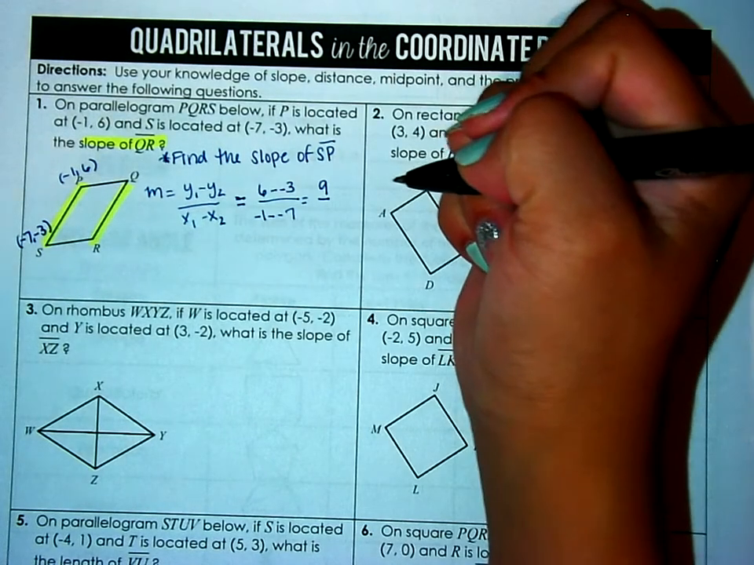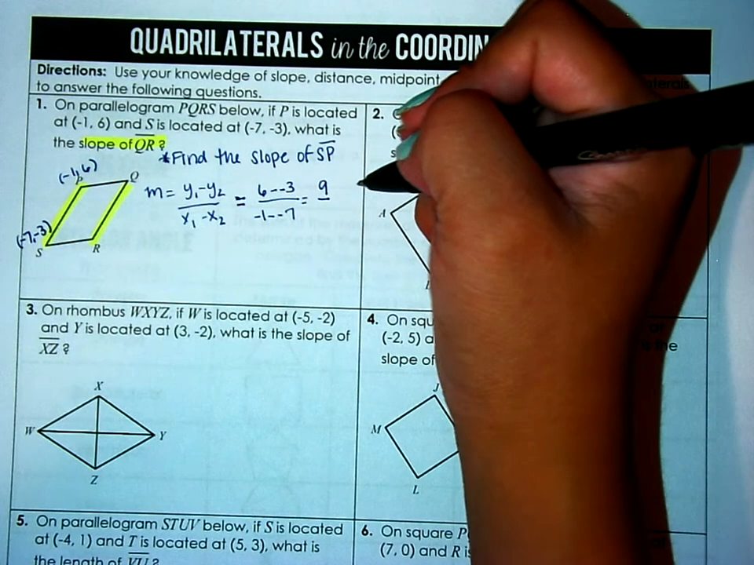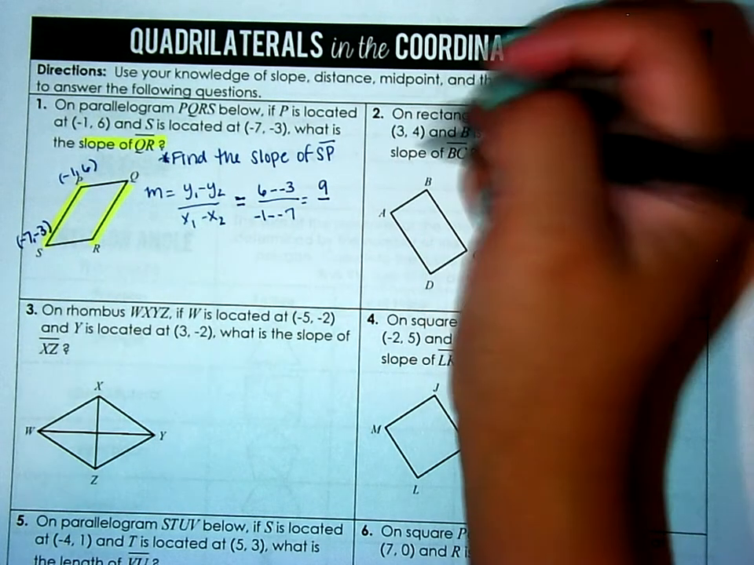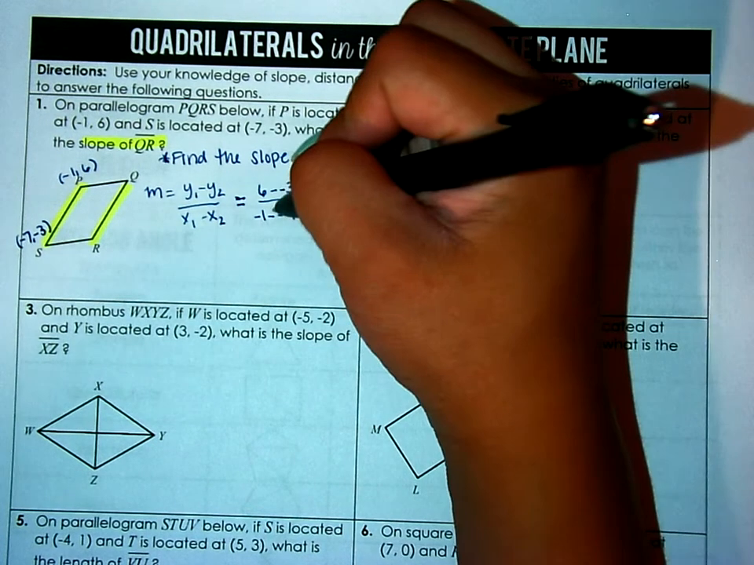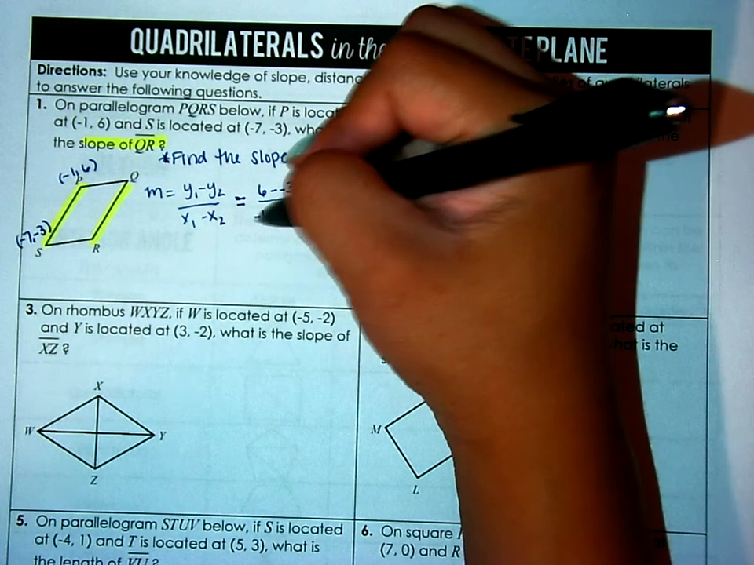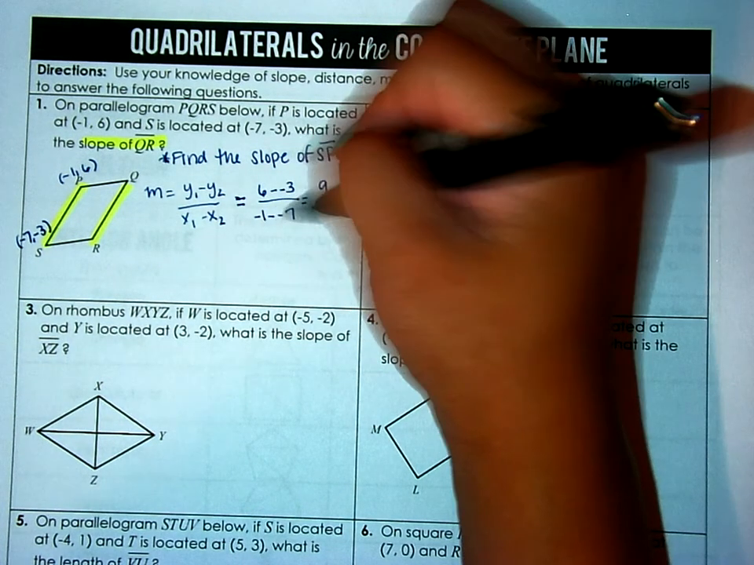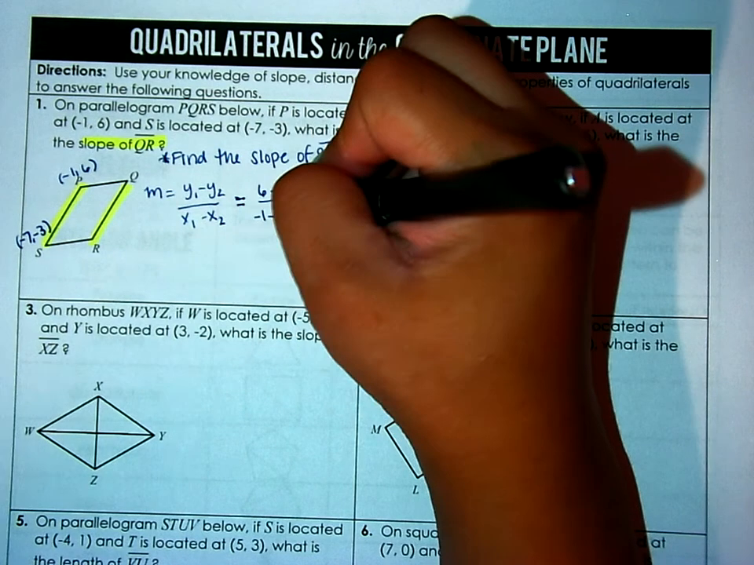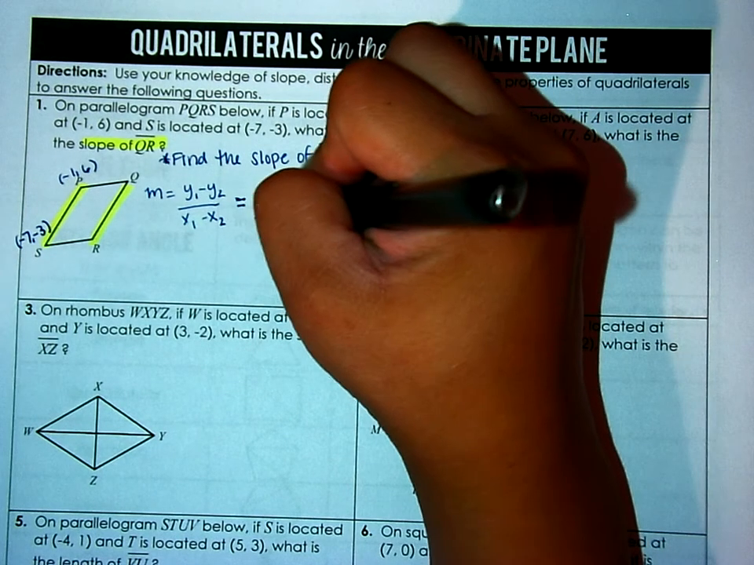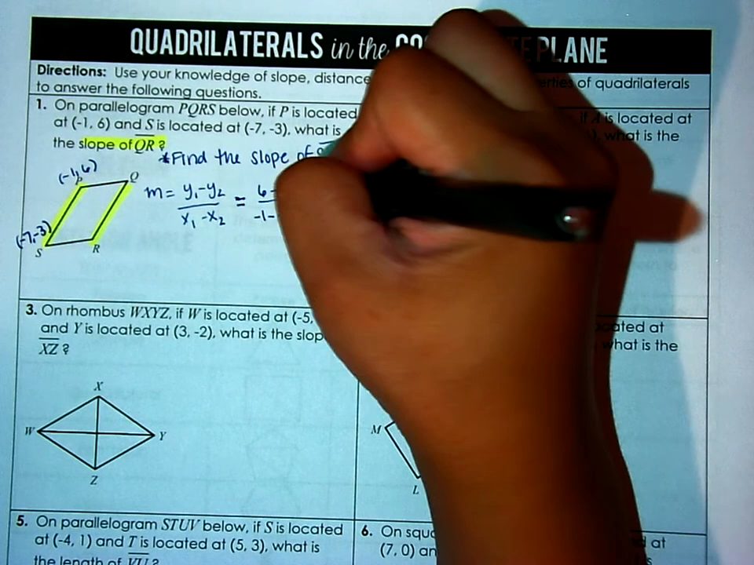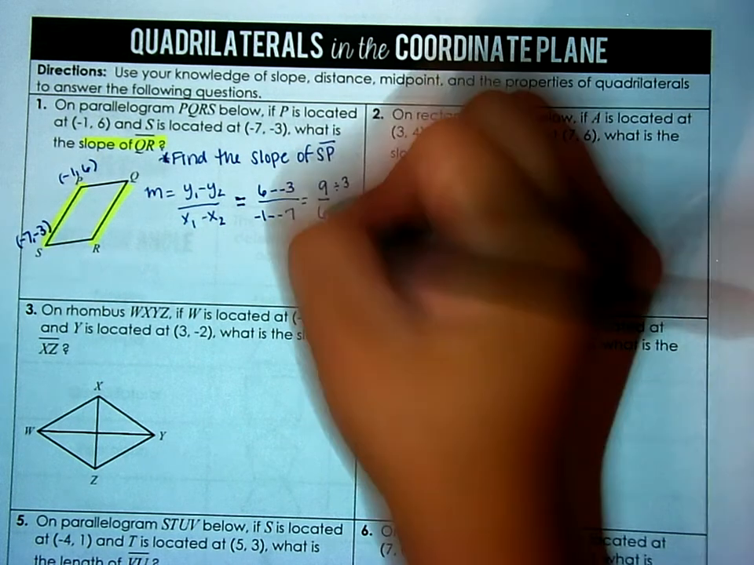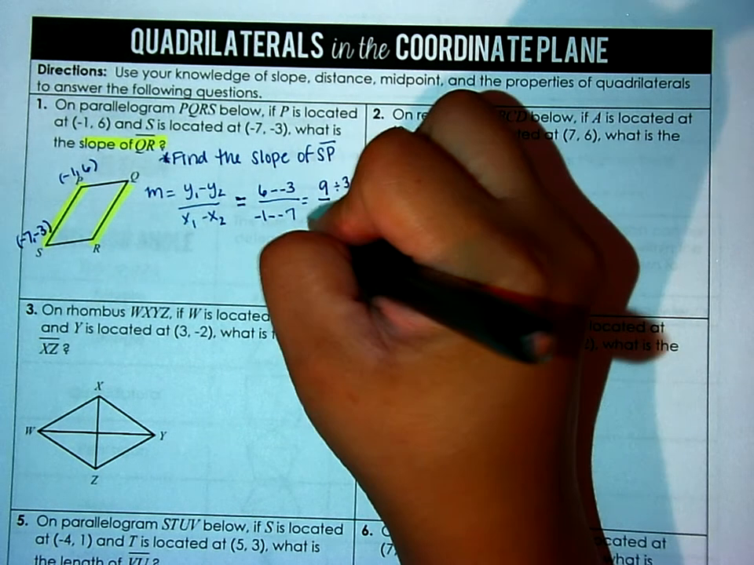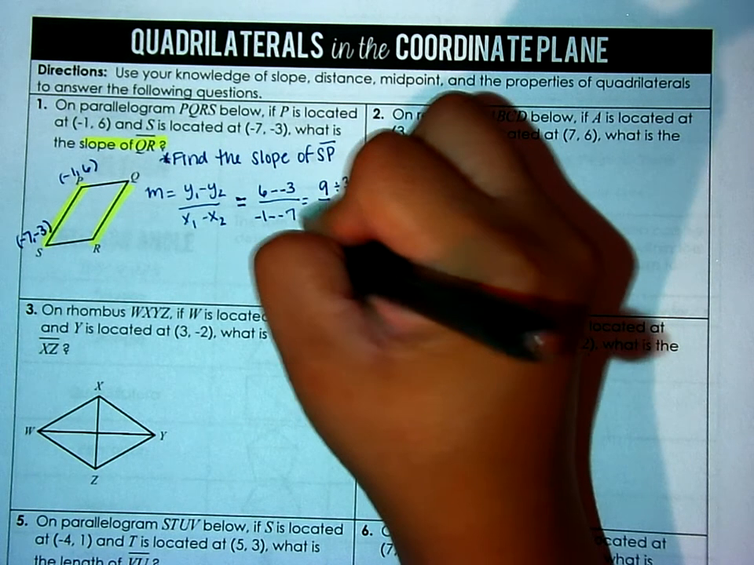And then negative 1 minus negative 7 turns into a double negative. So a double negative is actually going to be a plus here. So negative 1 plus 7 is the same thing as saying 7 minus 1. So it's going to be 6. Now our last step is to reduce this. We can divide the top and bottom by 3. So my final answer is going to be 3 over 2.